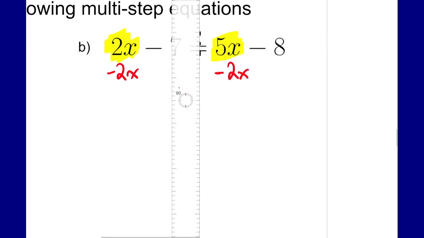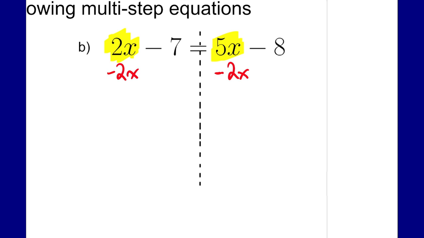I'll put my dotted line in for that reminder. So I have a minus 2x on both sides of the equal sign. It's balanced. One side will cancel out. We're left with negative 7 is equal to 3x minus 8. Again, I only subtract the 2x from the 5x because of like terms and collecting like terms. Also, another thing, do not forget the sign in front. It doesn't become a positive 7. It stays a minus 7 or a negative 7.